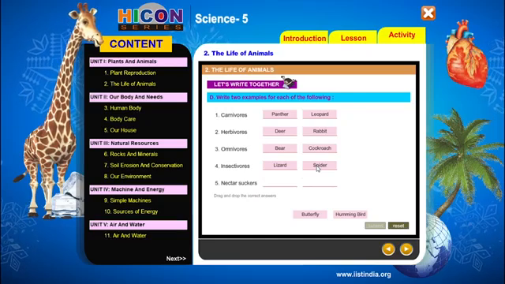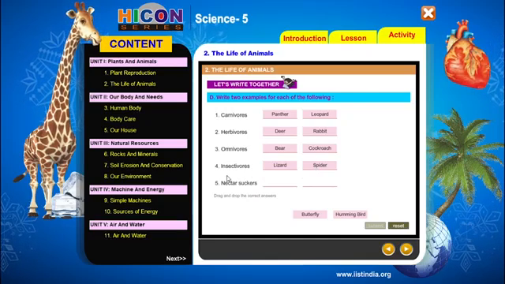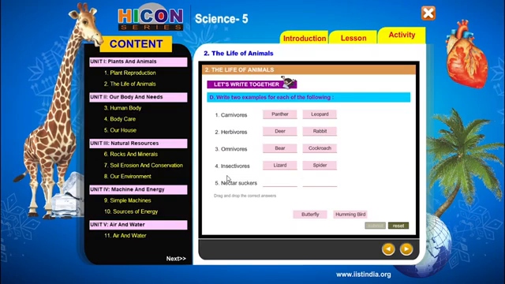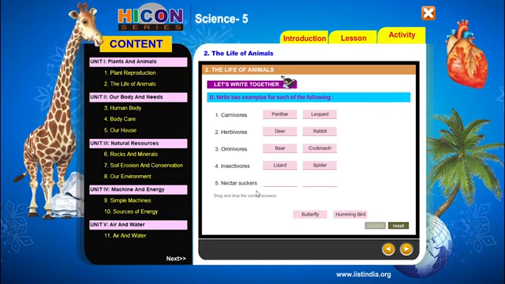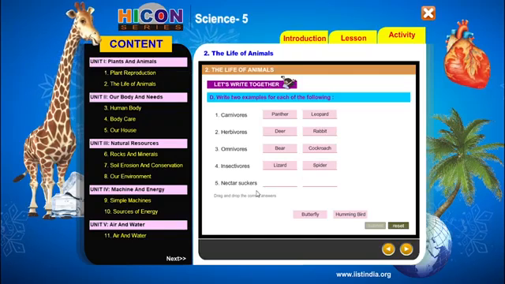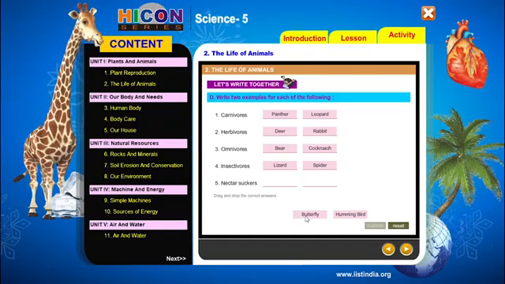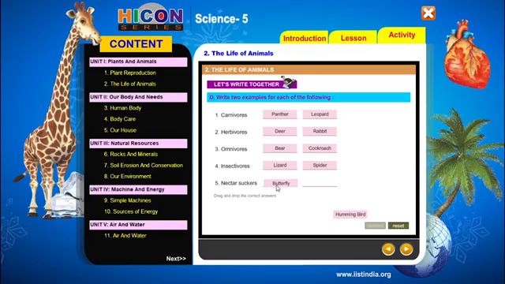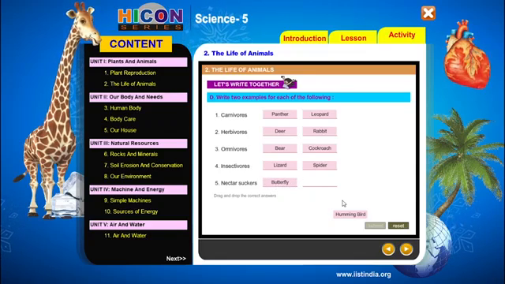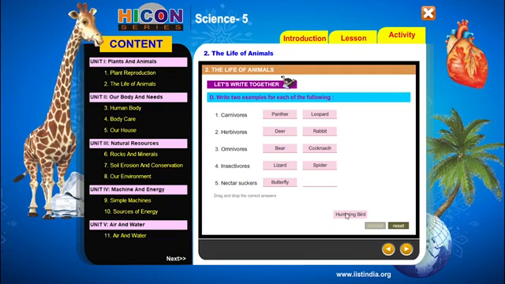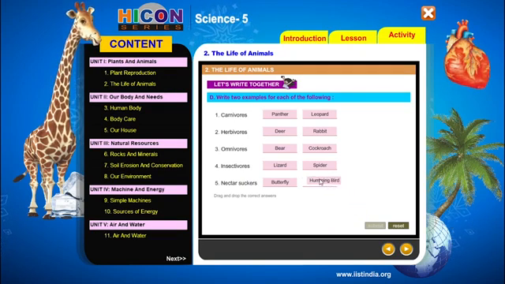So children, nectar suckers. Nectar suckers means the animals which feed on fluids. That means the animals which suck liquid from the flowers are called nectar suckers. So here butterfly is an example for nectar sucker. It can suck nectar from the flowers with the help of its proboscis. That means feeding tube.